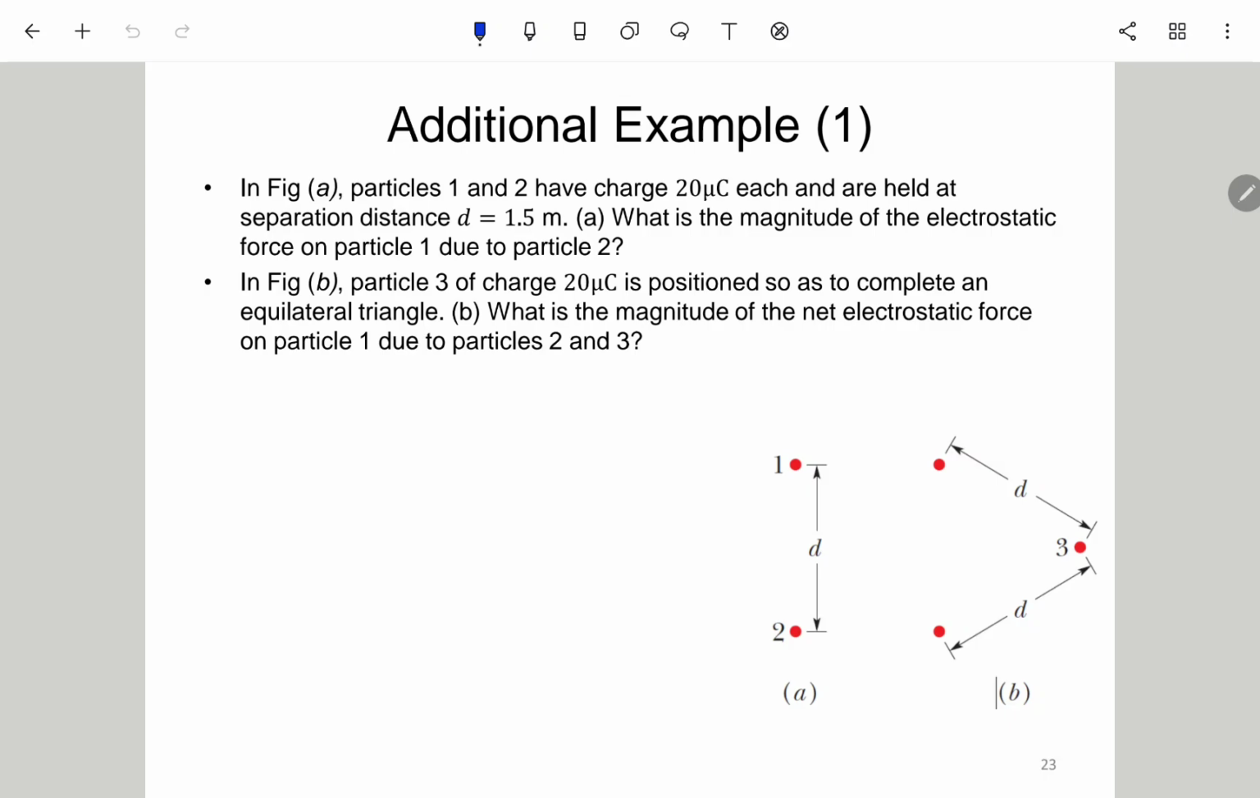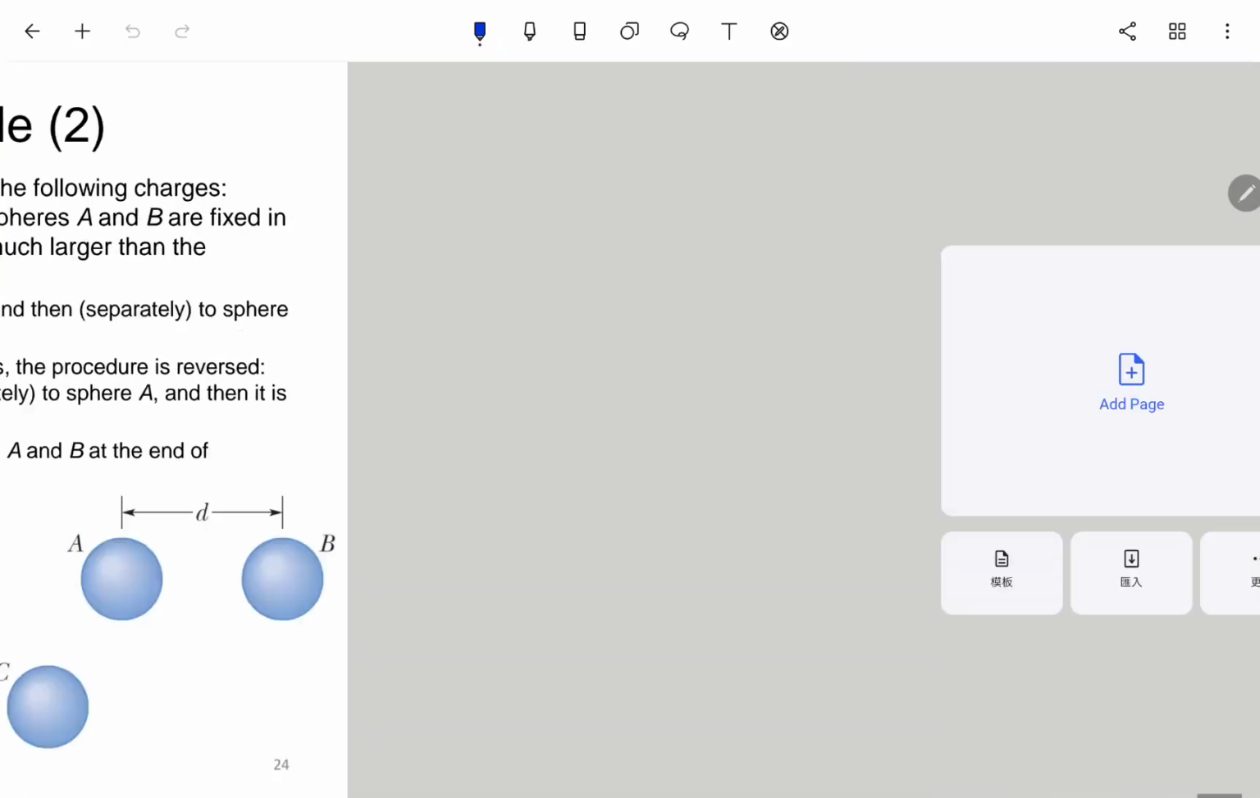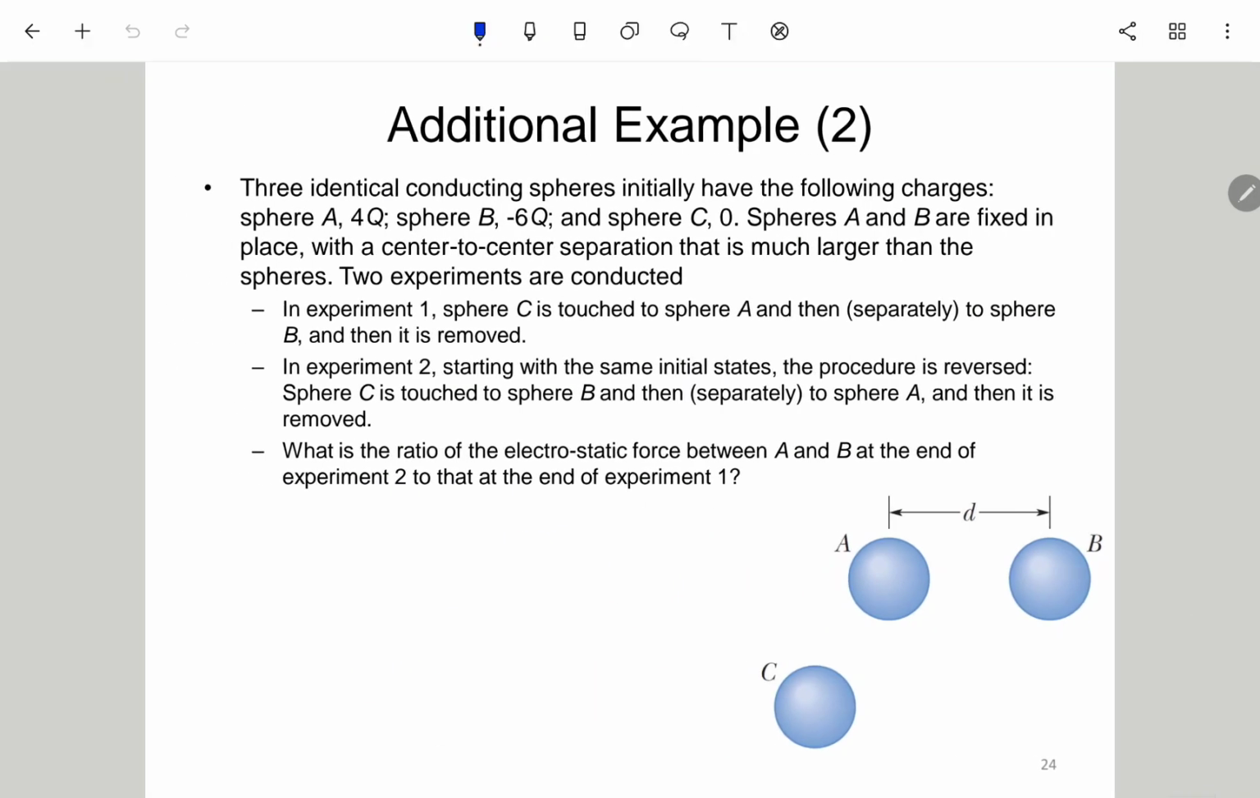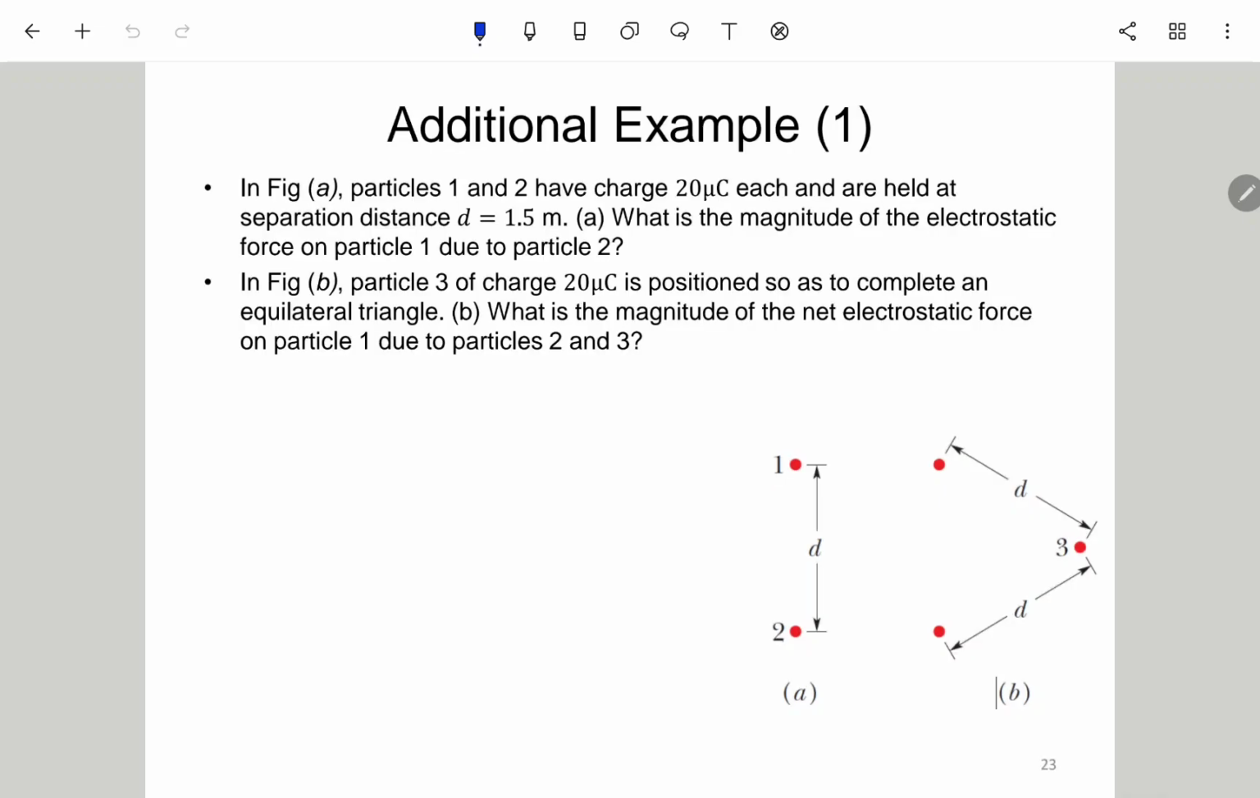Okay, so maybe I think this chapter is really simple. I don't think I will go through this additional example. So let us end this chapter here.